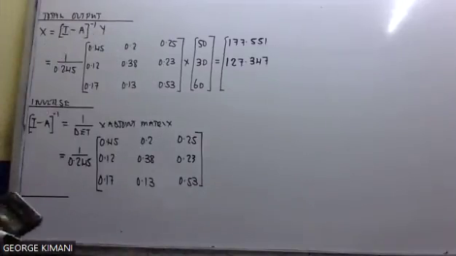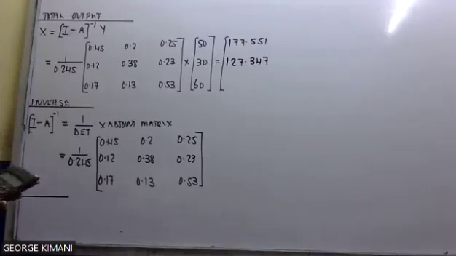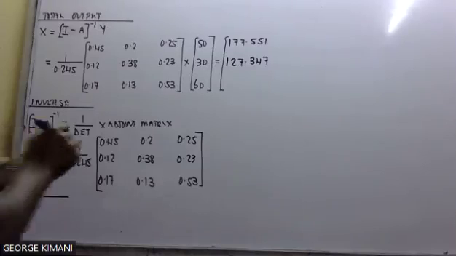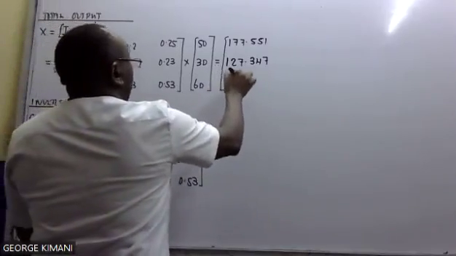Then the other one: 0.17 times 50 plus 0.13 times 30 plus 0.53 times 60 equals 44.2, divided by 0.245, which equals 180.408. Good.